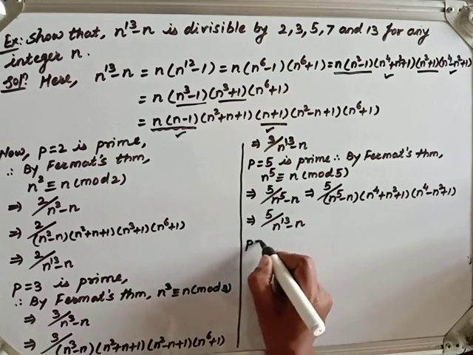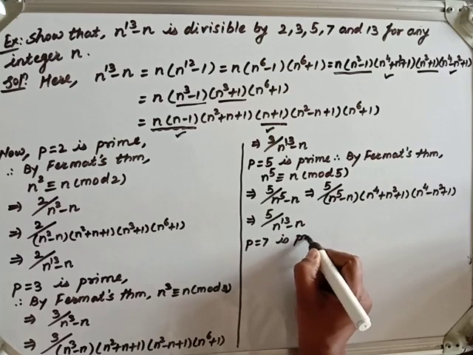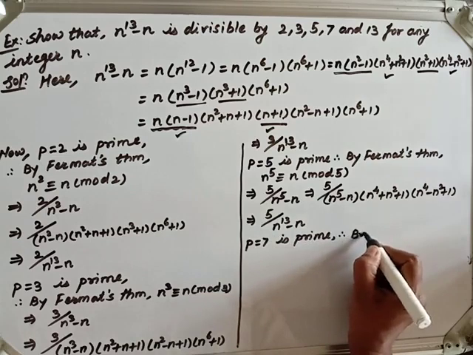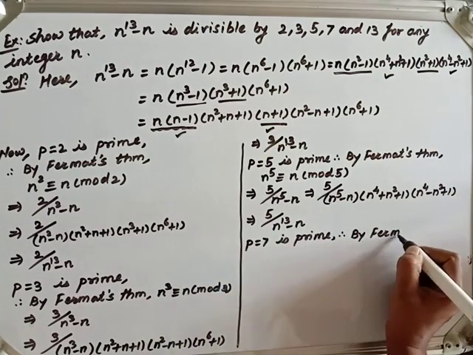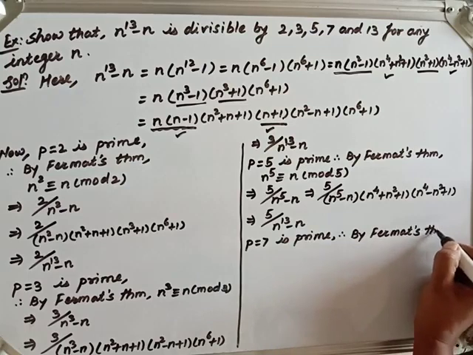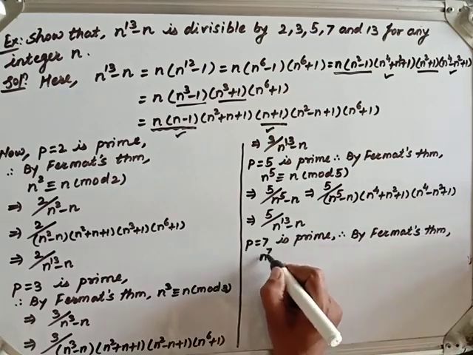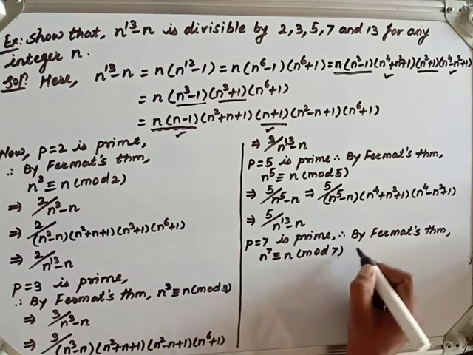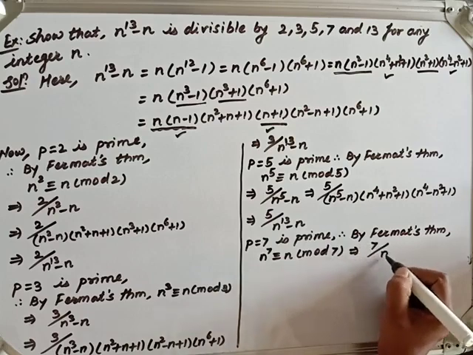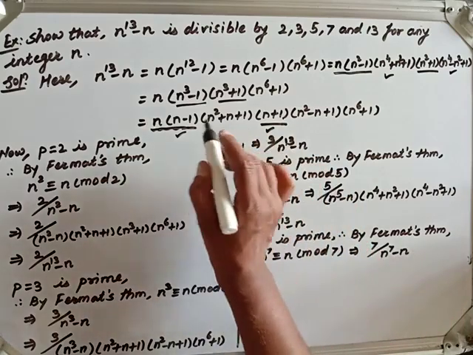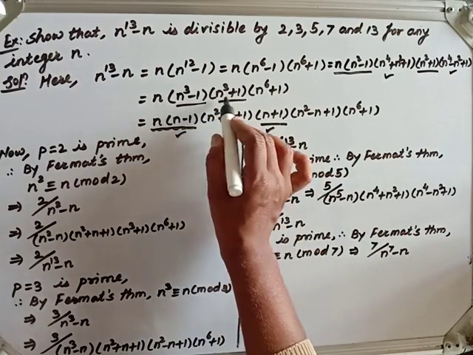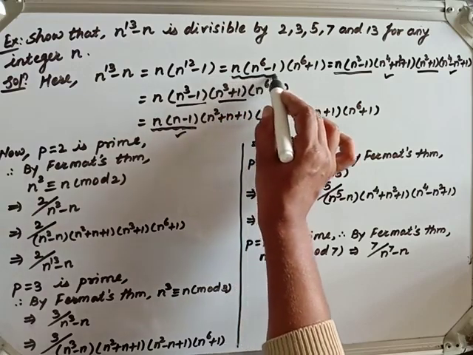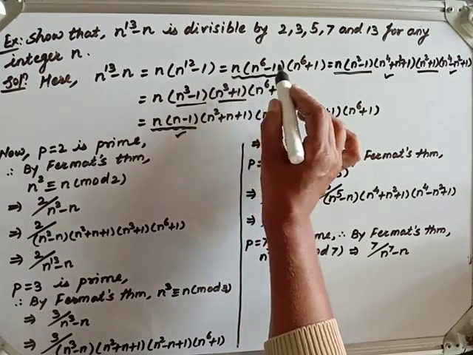Now again, p is equal to 7 is a prime. Therefore, again by Fermat theorem, what we get? n raised to 7 congruence to n modulo 7. So this gives 7 divides n raised to 7 minus n. Look at here. This is n cube minus 1, n cube plus 1. That is n raised to 6 minus 1. This one. n raised to 6 minus 1 into n is what? n raised to 7 minus n.